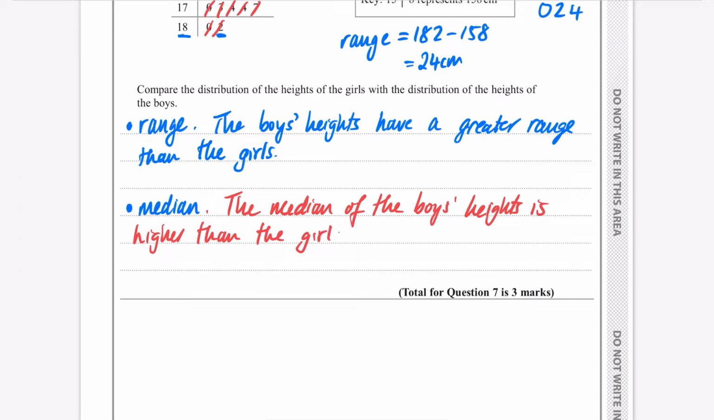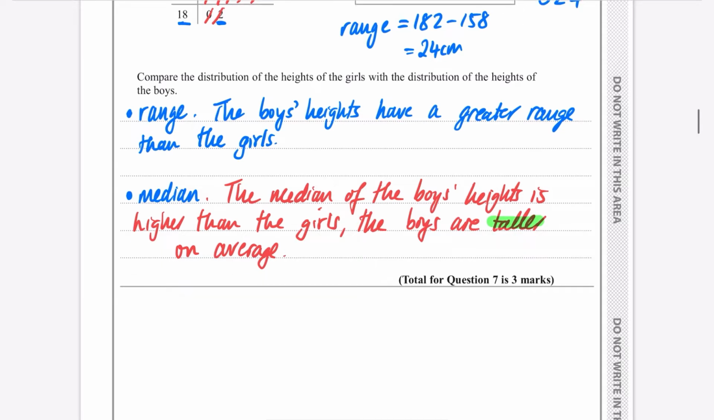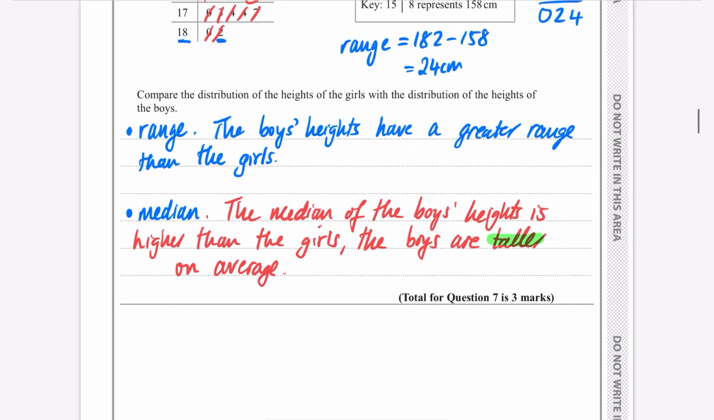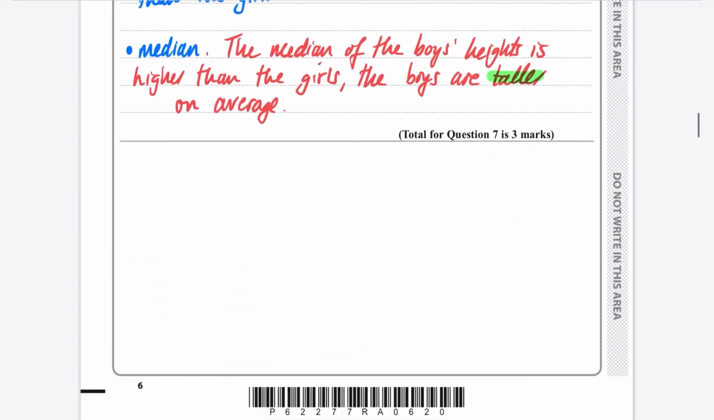And this means that they are taller. The boys are taller than the girls, are taller on average. So when you have these things, it needs to have something to do with height. It needs to be something to do with taller. It needs to mention centimeters as well. It has to be in the context of referring to height, which is what I've put in this case here, that the boys are taller on average. If we just said that the range is bigger and the median is bigger, that doesn't get you the third mark in this particular question.